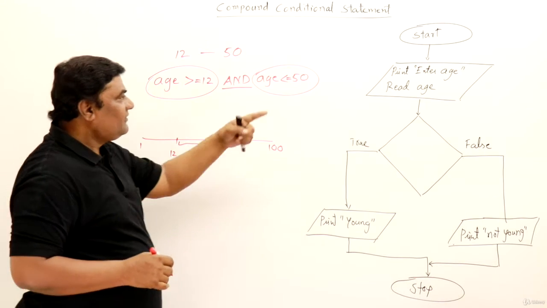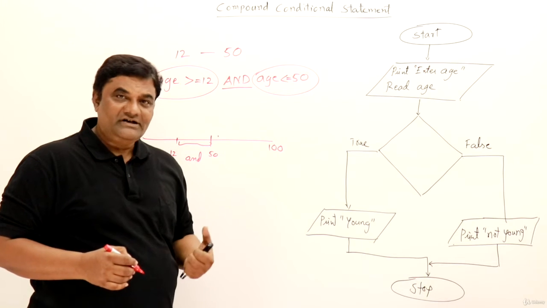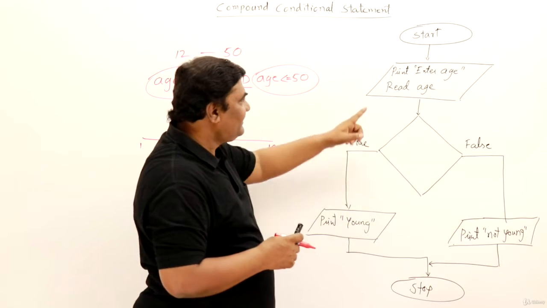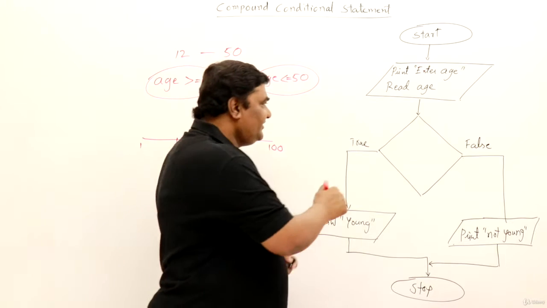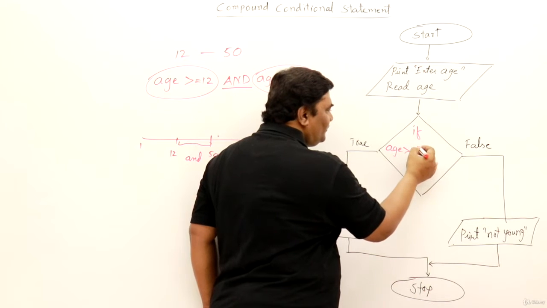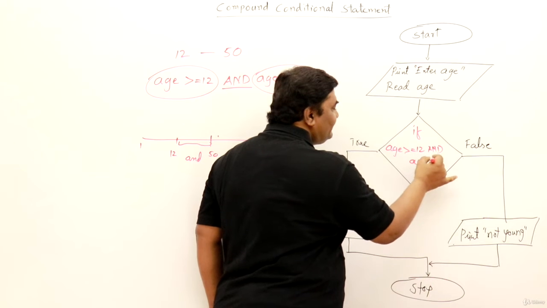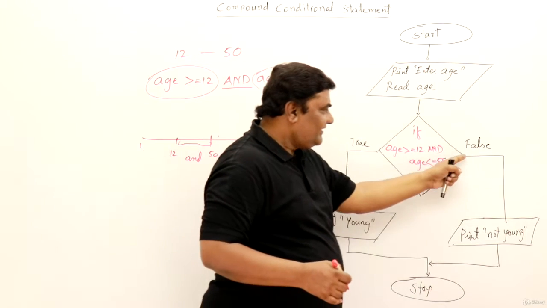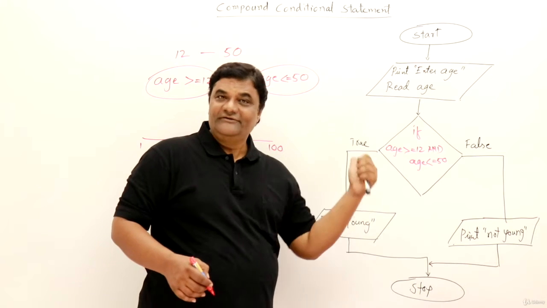Right? Here I already have a flow chart. Let us write a program. For that, first let us look at the flow chart. As a program, I should take input from you. The input here is age. So here, input box, enter age and read age. Then I should check what the age is. Here I will write the condition: if age is greater than or equal to 12 and age is less than or equal to 50, if this is true, print young; otherwise, if false, print not young, and stop.